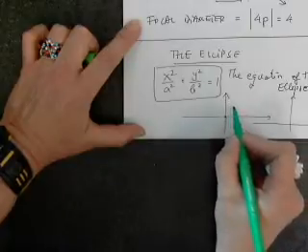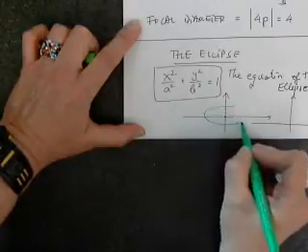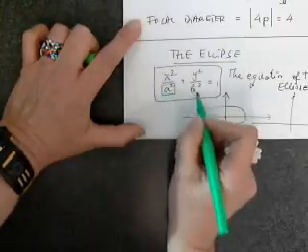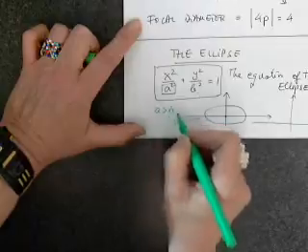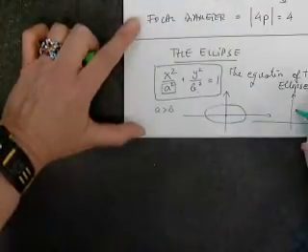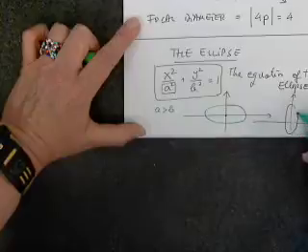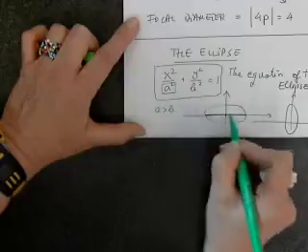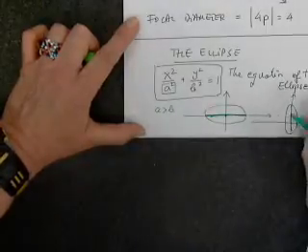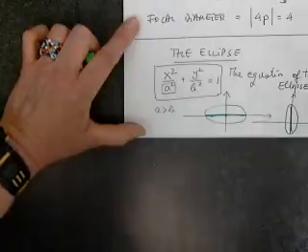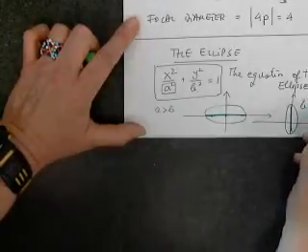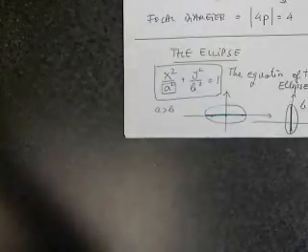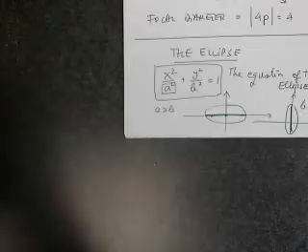So an ellipse can look like this if this number is greater than this number. So if a is greater than b, it looks like this. Or it looks like this. In other words, it has the major axis. We call this the major axis on the x-axis, or the major axis on the y-axis when b is greater than a. Okay.